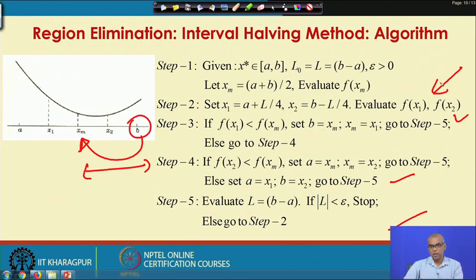That means, the updated interval again will be divided by 3 points, which will divide the entire interval into 4 equal parts. So, again we will consider 3 equally spaced points, so that the entire new interval is divided into 4 equal parts, and we will continue.